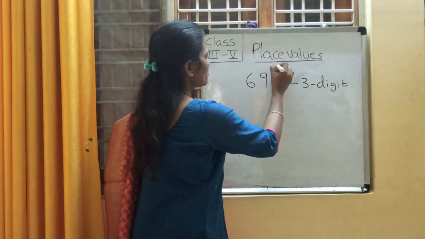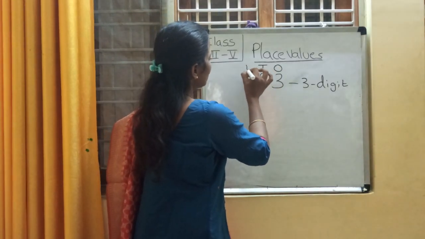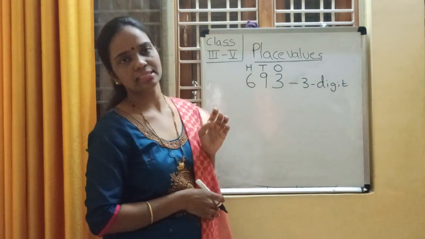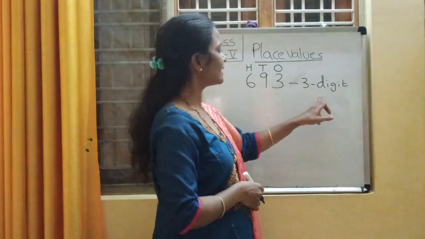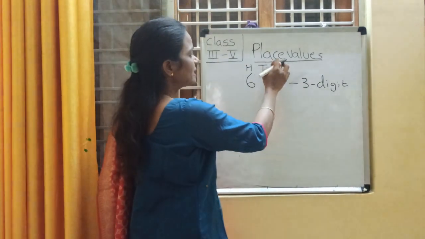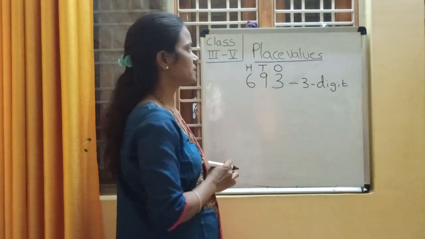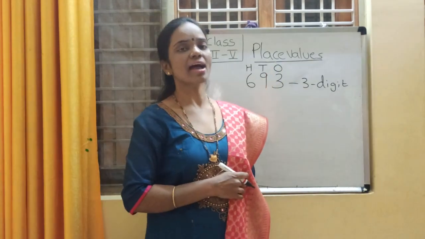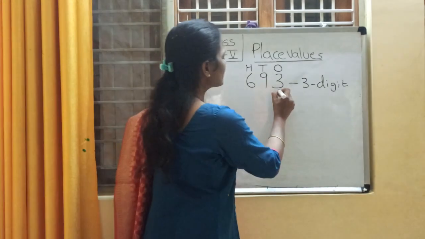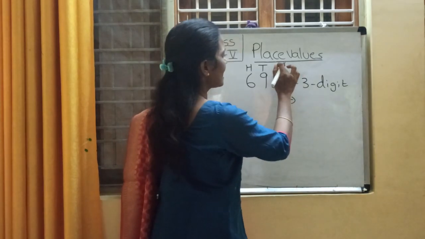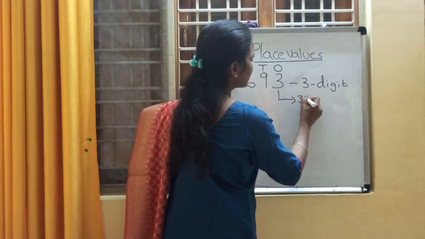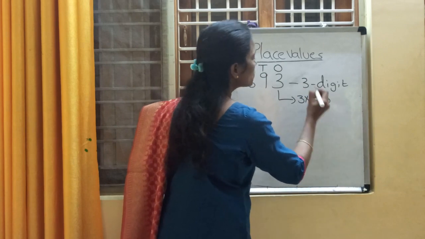So, first 1's place, 10's place, H for 100's place. So, it is a 3-digit number and it has 3 places: 1's place, 10's place and 100's place. Now I am going to write place values for this number. What is the place value of 3? As 3 is in 1's place, 3 into 1 is equal to 3.